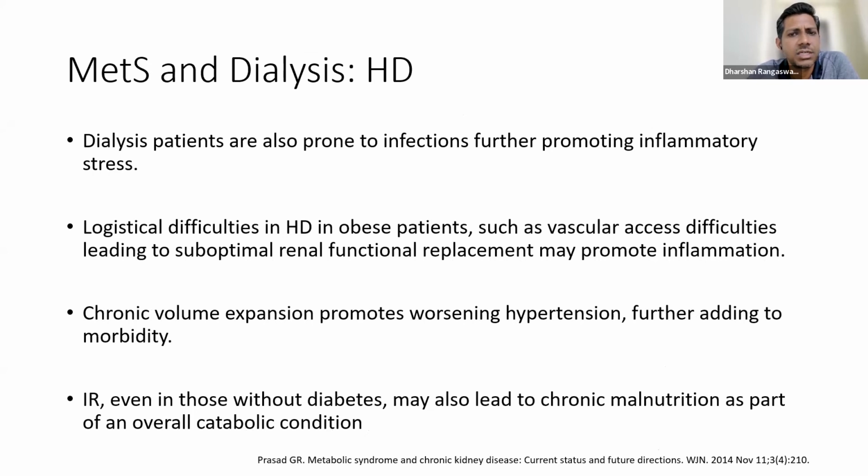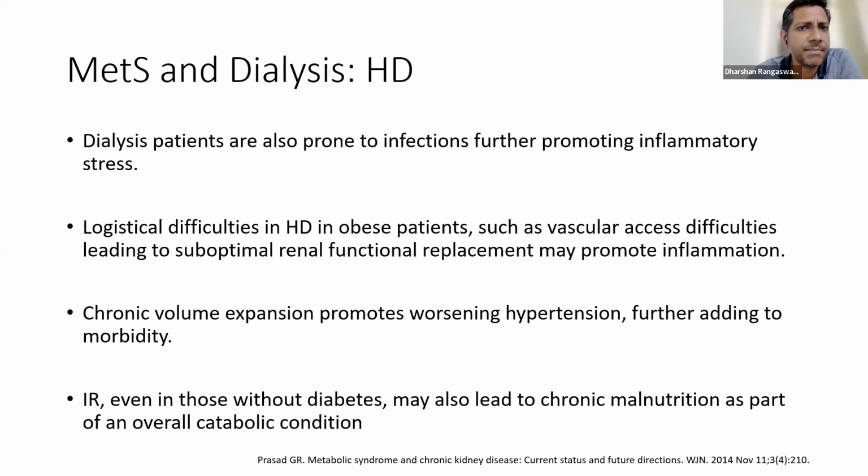There are also logistic issues in obese patients: you can have difficulty with cannulation, and you can have vascular issues. Chronic volume expansion causes worsening hypertension and morbidity. And finally, insulin resistance, even in those without diabetes, may also lead to chronic malnutrition as part of an overall catabolic condition. So most importantly, insulin resistance can cause a catabolic state in patients with chronic kidney disease.